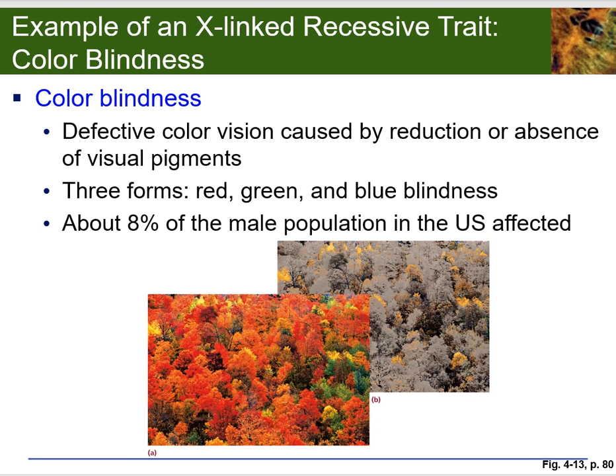X-linked recessive trait, colorblindness. Defective color vision caused by reduction or absence of visual pigments. There are three forms. You get red, green, or blue blindness. About 8% of the male population in the U.S. is affected. In the pictures below, those with normal vision see the red leaves, and someone who is red-green colorblind sees the leaves as gray.